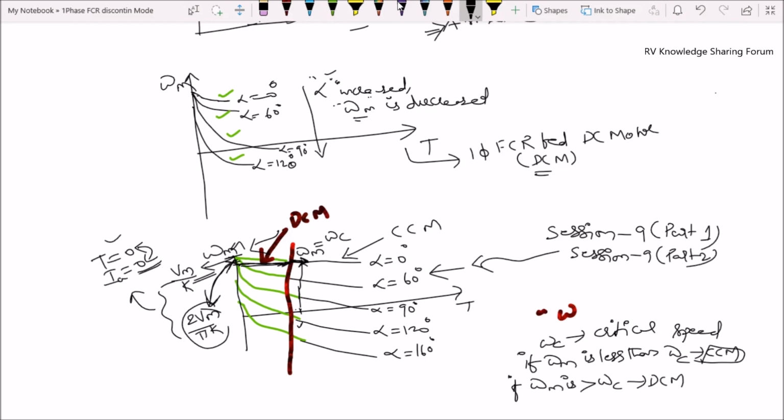So in our next session, let us discuss the single phase semi converter or half controlled converter fed DC motor drive.